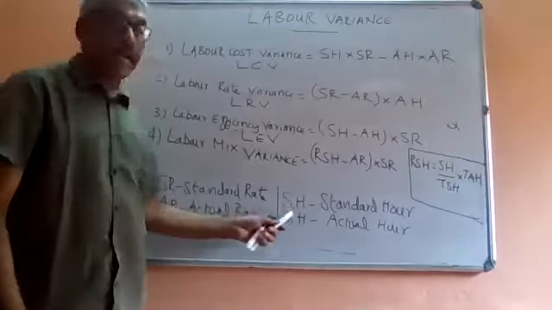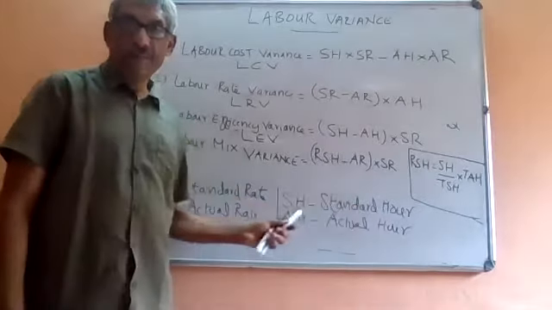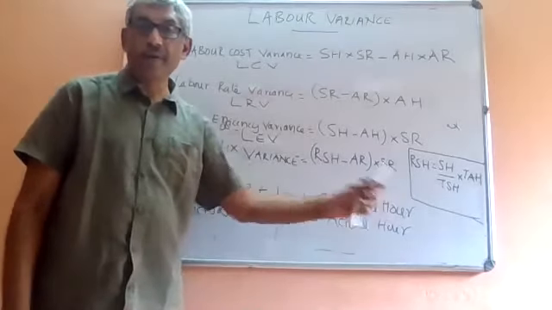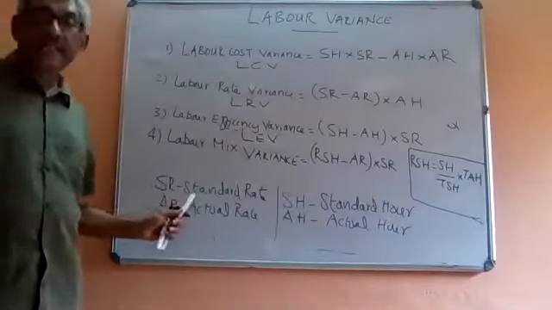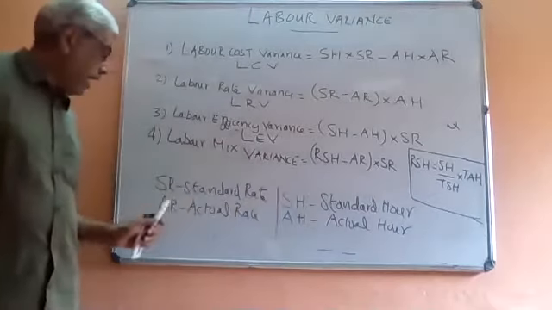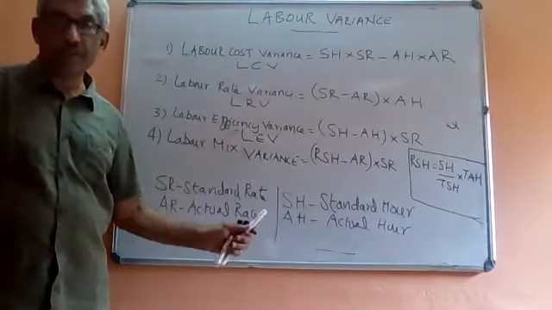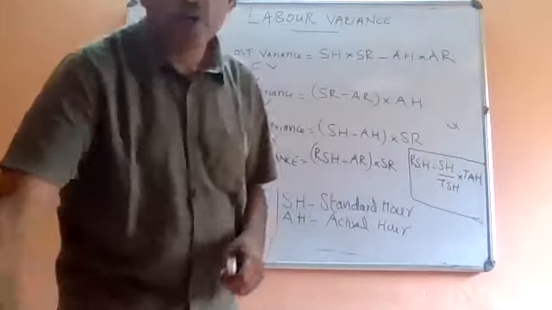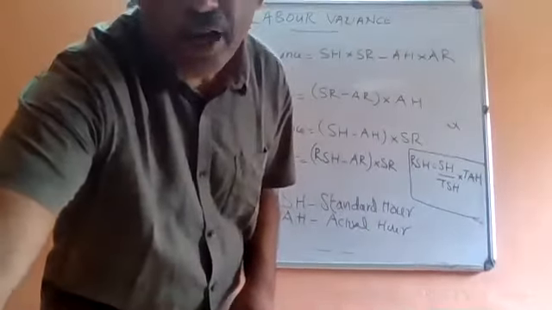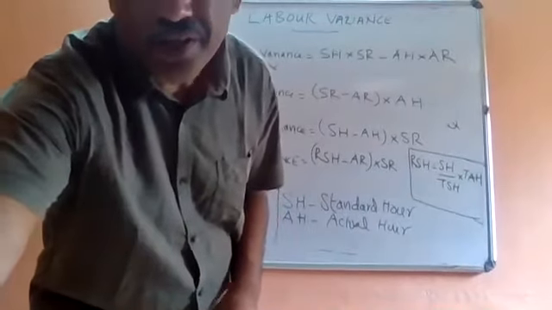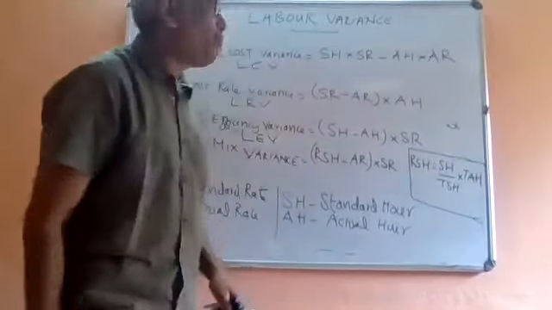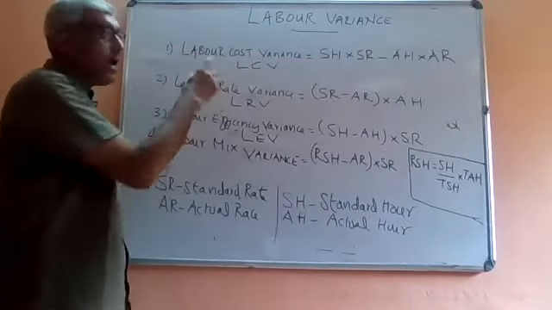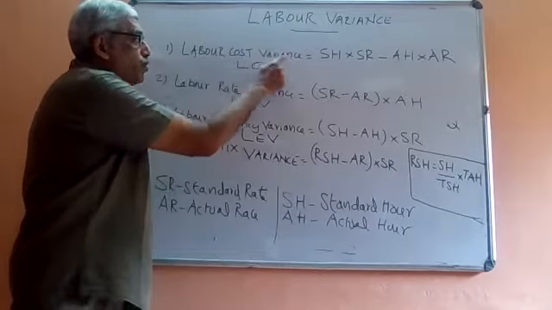One is standard hour, which is represented as SH. AH is actual hour. SR is standard rate, and AR is actual rate. Now the four formulas are very similar to the material variance, but the only difference is the name. For example, instead of material cost variance, I am here calculating labor cost variance.